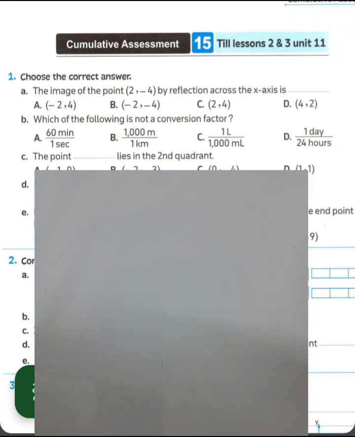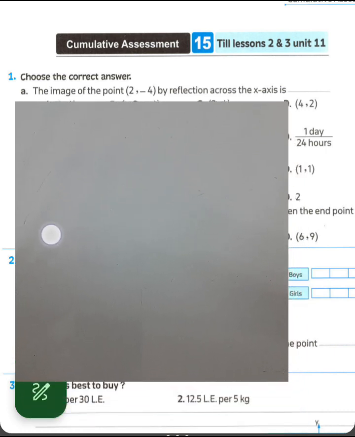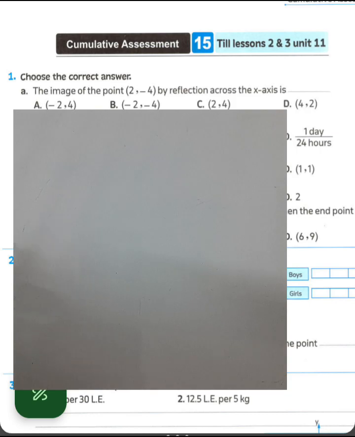Cumulative assessment number 15 to lesson 2 and 3 unit 11 from the Al-Moasser book. Question number 1. Choose the correct answer. The image of the point (2, -4) by reflection across the x-axis.